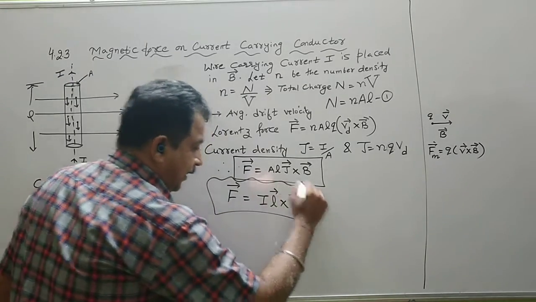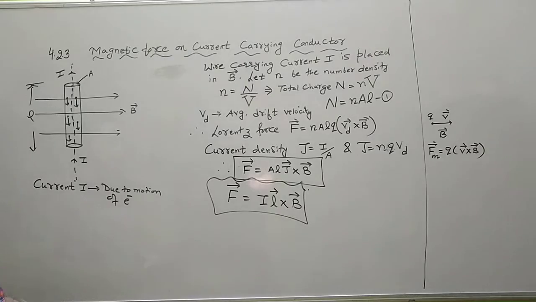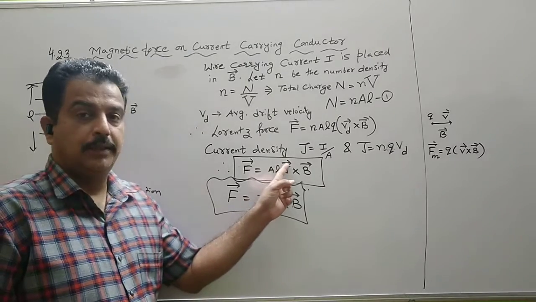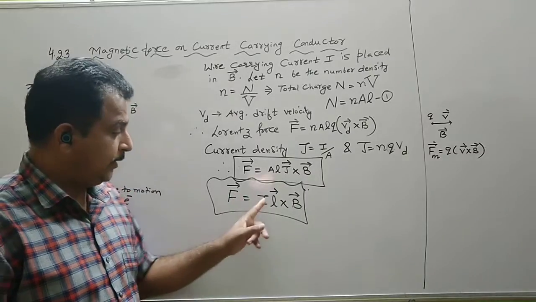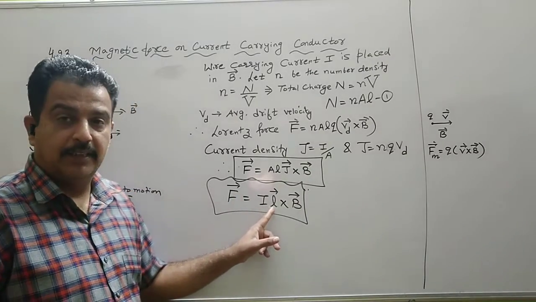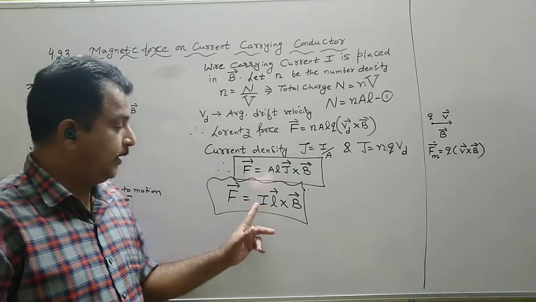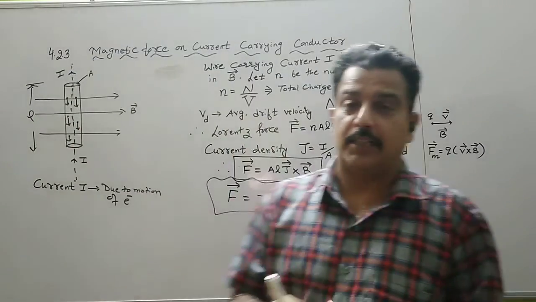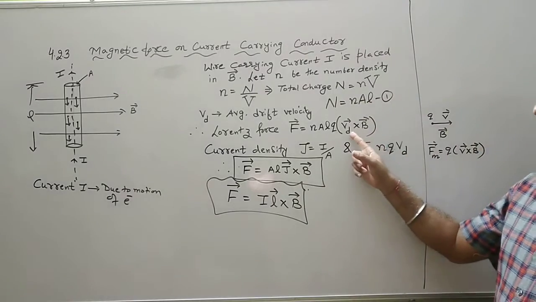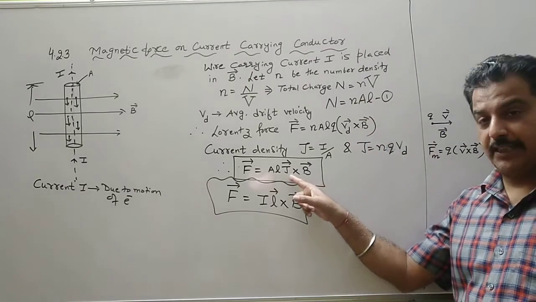Now what I did here is, we have shifted this vector to the length of the wire, and the direction of this length is in the direction of the current. So we need to shift this vector from the drift velocity. It was shifted to the J vector.